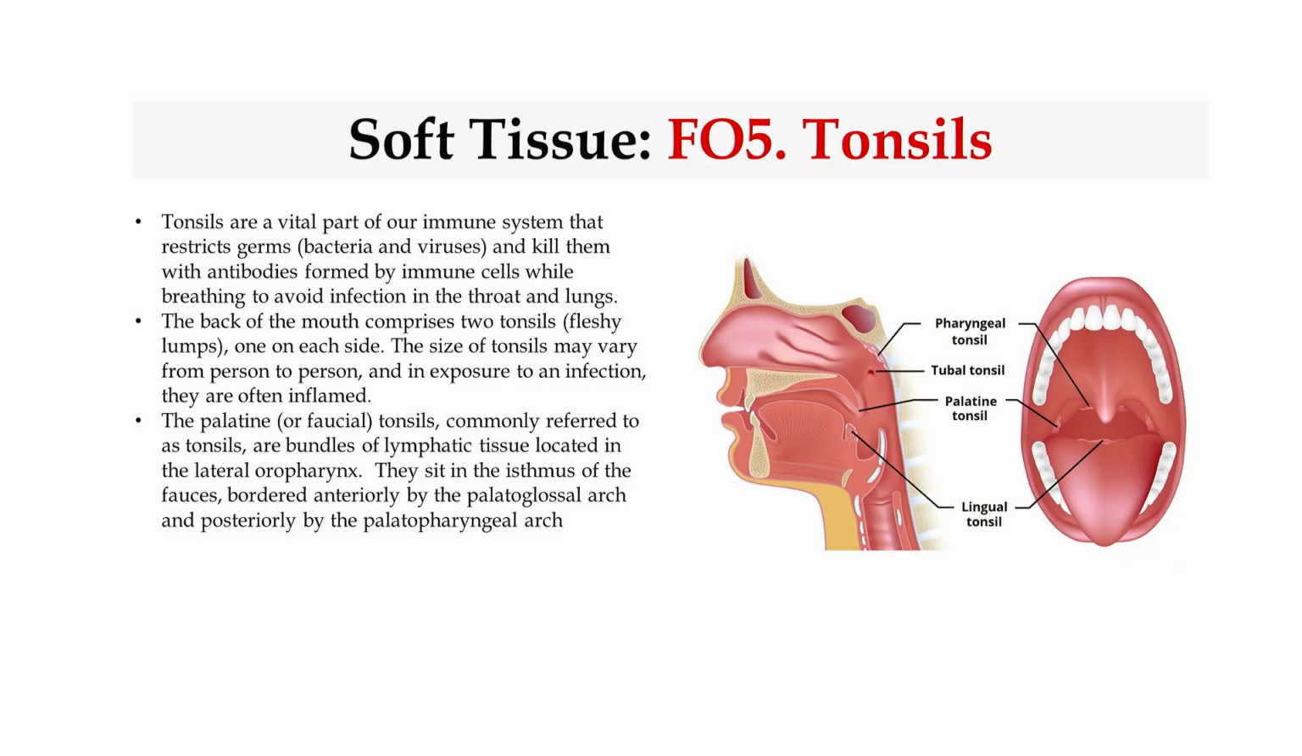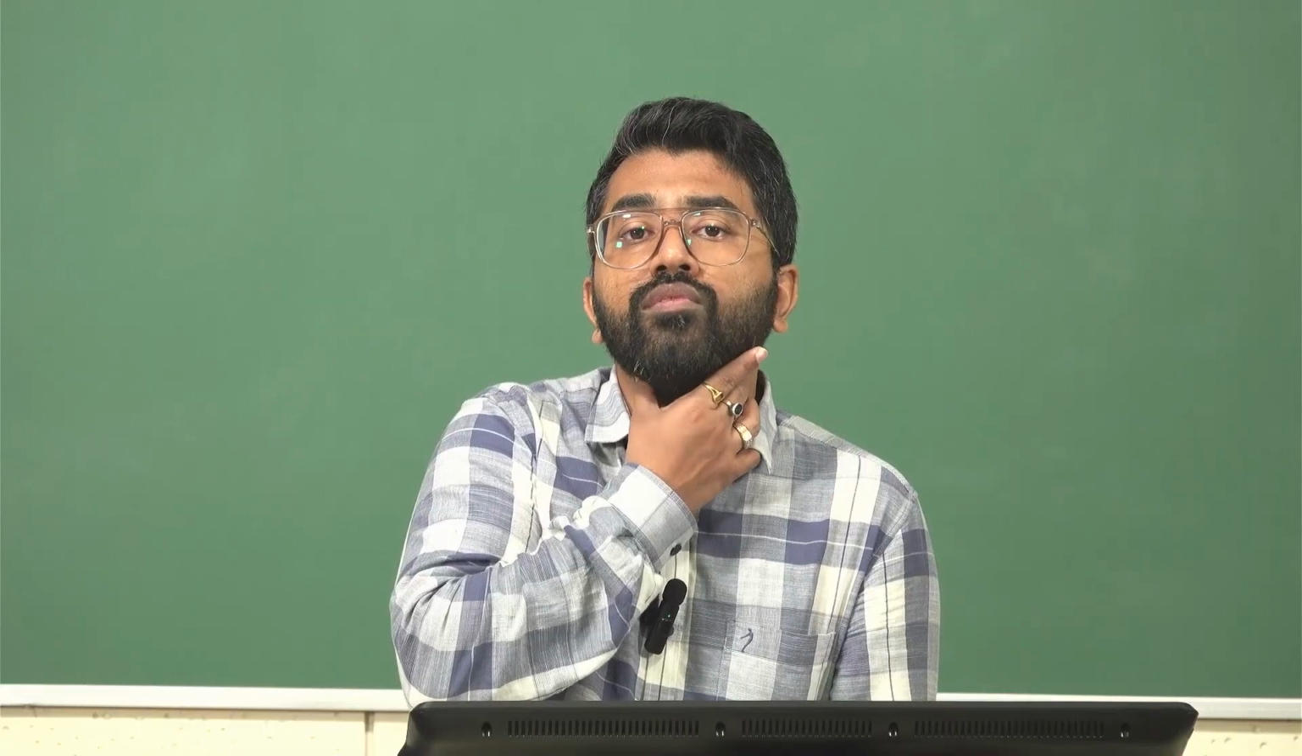So tonsils are our primary saviors while we are trying to save ourselves from a viral infection, a bacterial infection, or some form of threat which can happen, right? They protect our throat and lungs by creating antibodies and killing the threats with them. The back of the mouth comprises two tonsils. It's very clear. We have always known where our tonsils are.